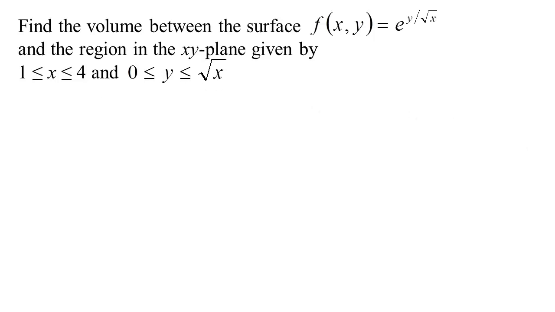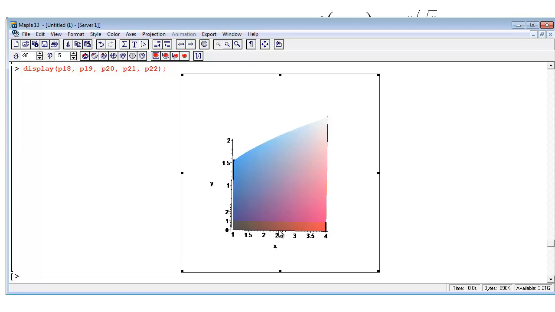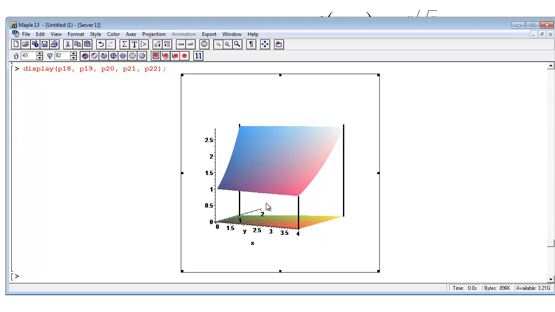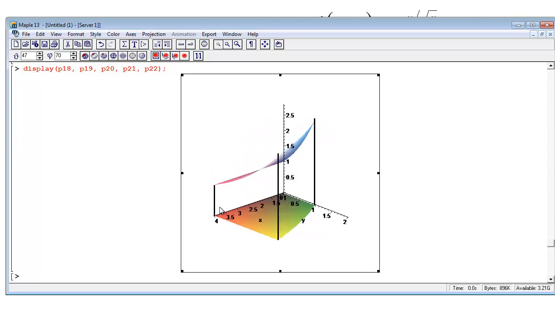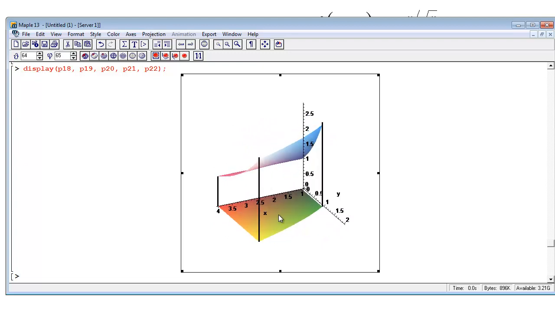I went ahead and graphed it in Maple so that you could see it. So this is looking down on the bread pan, right? If we tip it up, you can see we have this surface, and we're just trying to find the volume between the surface that we have and the base.